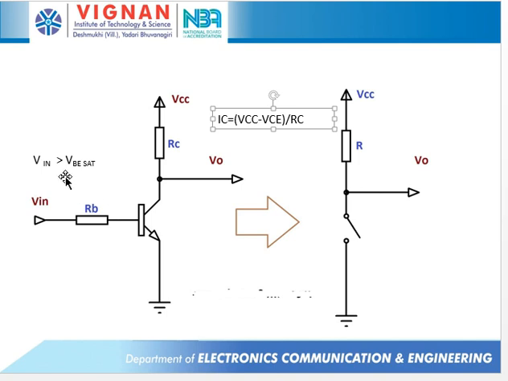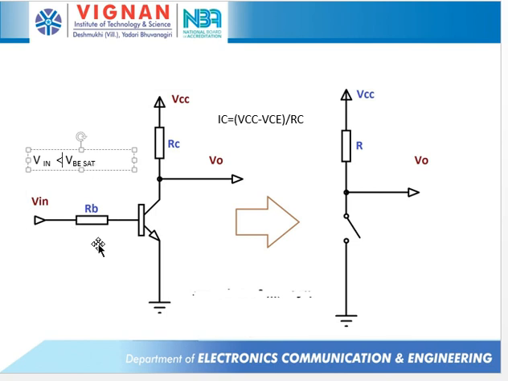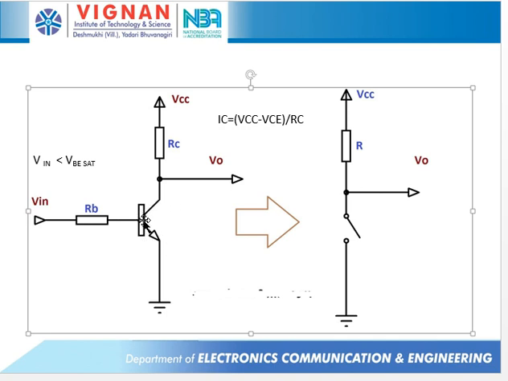Now suppose we change our input so that Vin is less than VBE saturation. If Vin is less than VBE saturation, then the transistor will move into cutoff region, because if the input potential is less than the minimum potential, the device will go into cutoff region. So if the device is in cutoff region, it will act as an open switch.